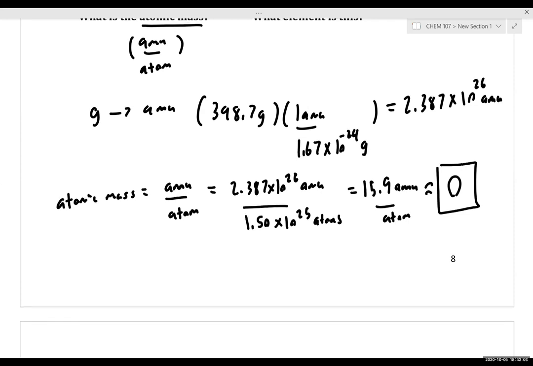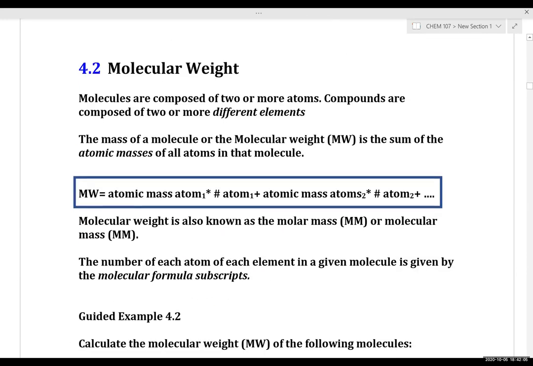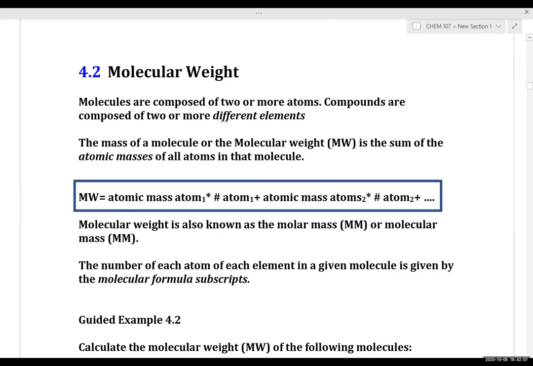Okay, so let's keep going now and let's talk about molecular weight or molar mass. Molecules are composed of 2 or more atoms. Compounds are composed of 2 or more different elements. The mass of a molecule, or the molecular weight, is a sum of the atomic masses of all atoms in that molecule.